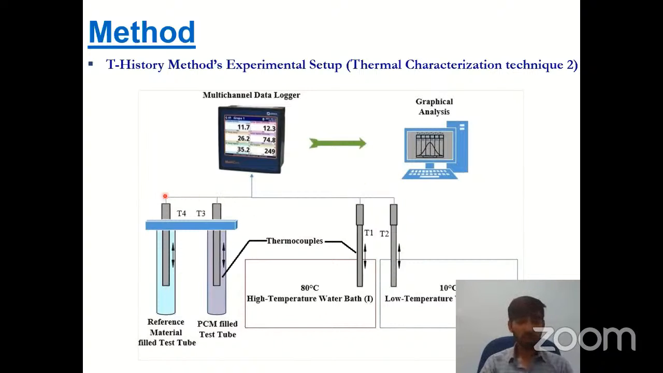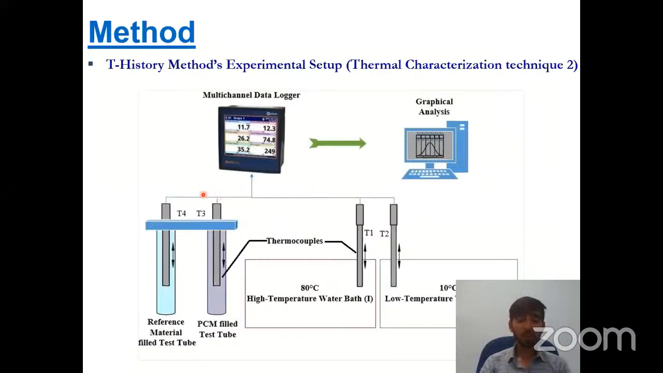When we put this assembly into the high temperature water bath, then the phase material is transformed into liquid form, meaning the melting process starts, and the temperature of this phase material changes with respect to time and is recorded here. And then we extract data from the data logger and present the graph in the form of a charging curve.